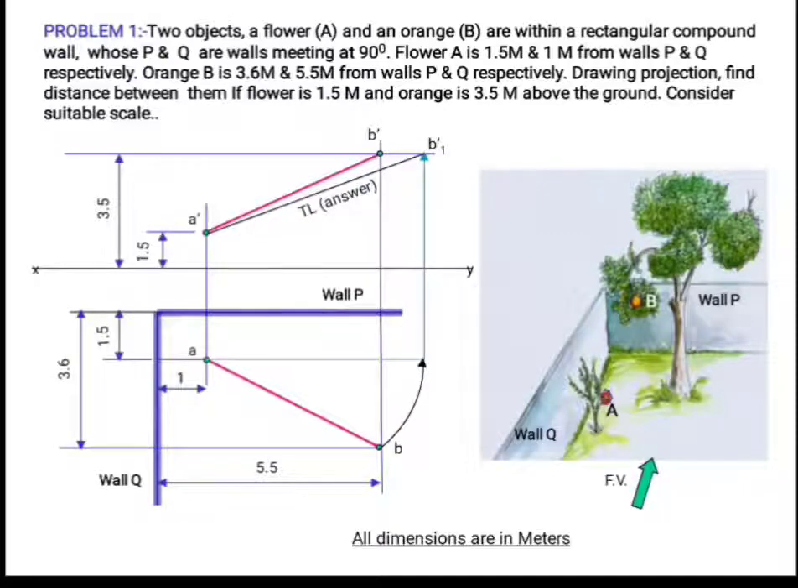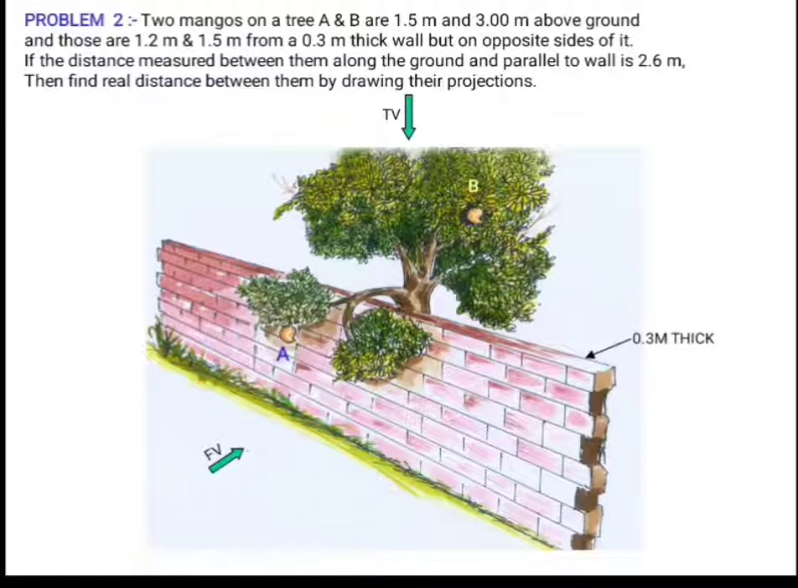Now we can move on to the next problem. The two mangoes on a tree, A and B, are 1.5 meter and 3 meter above ground, and those are 1.2 meter and 1.5 meter from a 0.3 meter thick wall, but on opposite sides of it. If the distance measured between them along the ground and parallel to the wall is 2.6 meter, find the real distance between them by drawing their projections.